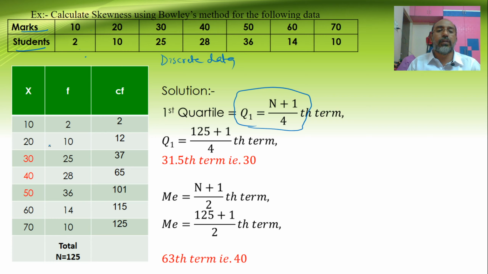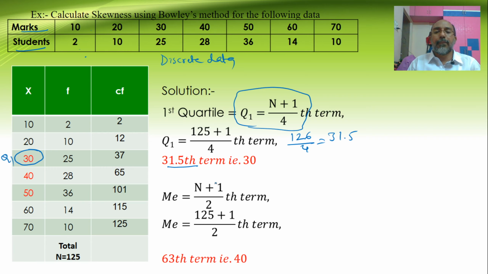So Q1 is equal to (125 plus 1) by 4, which is 126 by 4, and you will get 31.5. That is the 31.5th term. I have already made a distinction: the red color is given, hence this is called Q1.